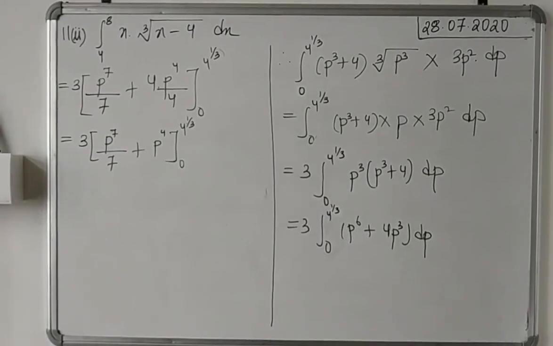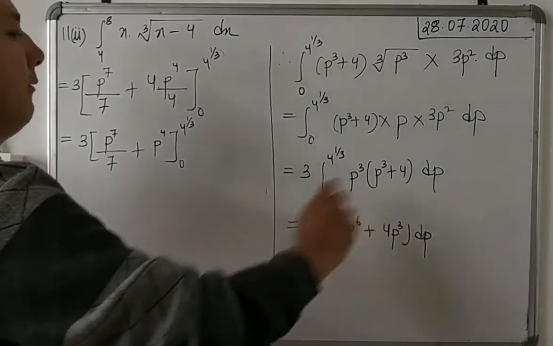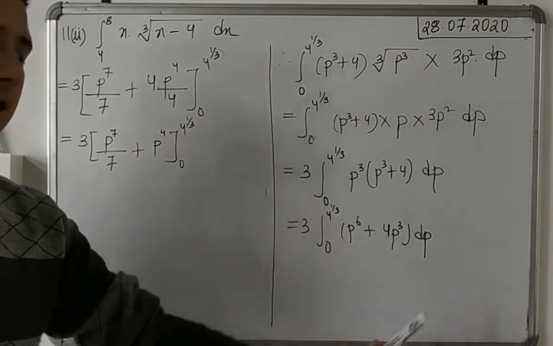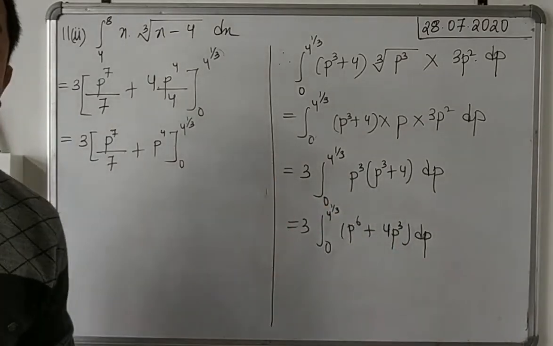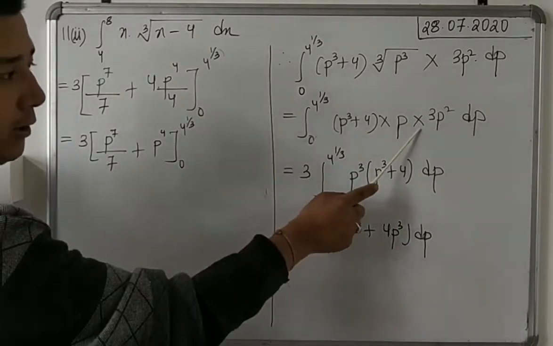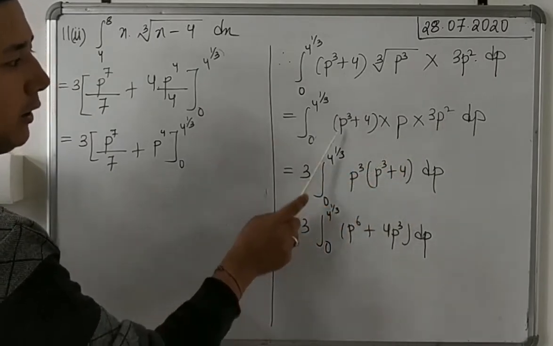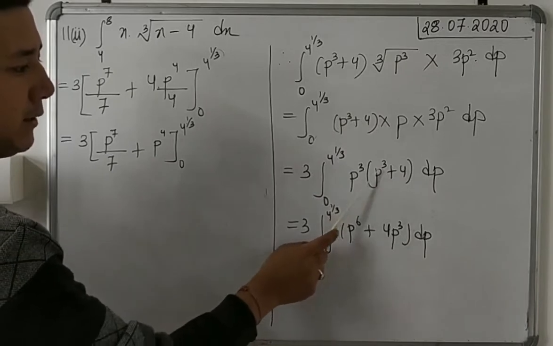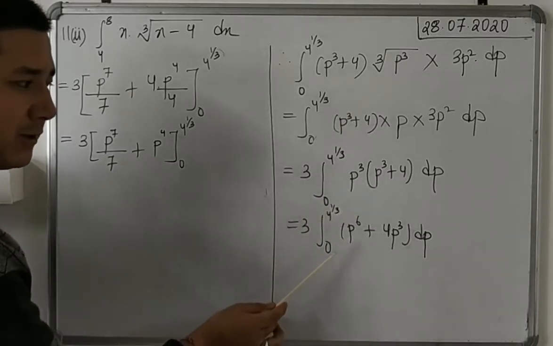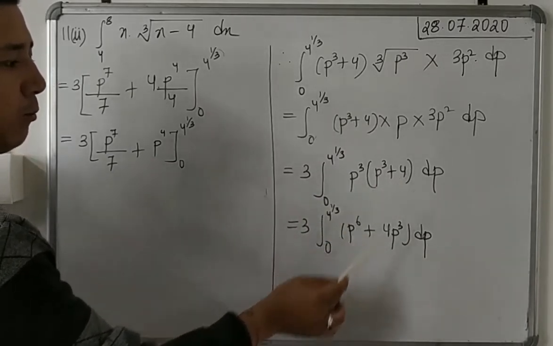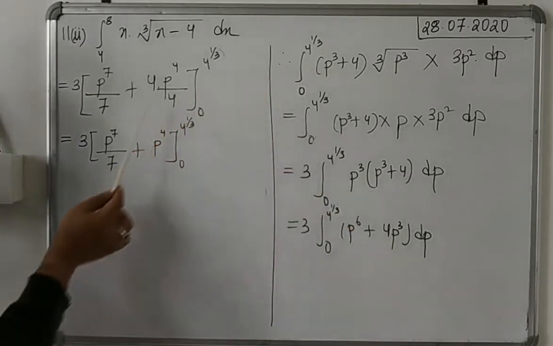Alright, the reason I'm not showing the steps is because if I write everything in the video and then explain it, the video is going to be very lengthy. Okay, so I hope you're clear till here. 3 constant, p square into p cube into p cube plus 4, multiply term by term. When you open the bracket, you'll be getting p to the power 6 plus 4p cube. Okay, so which comes out here.